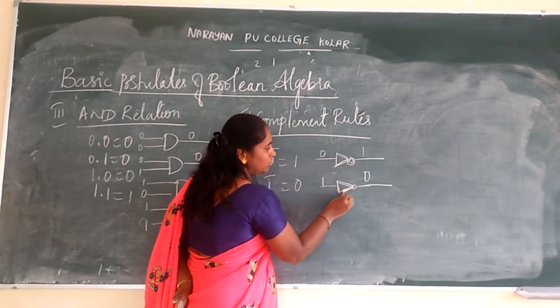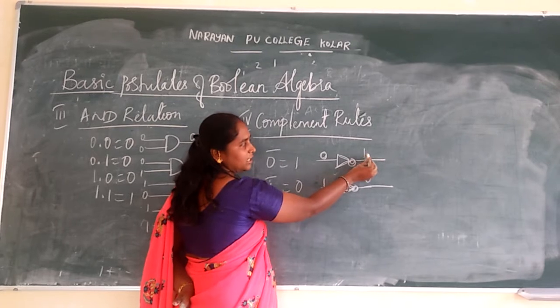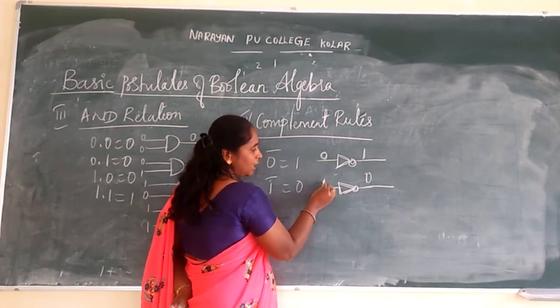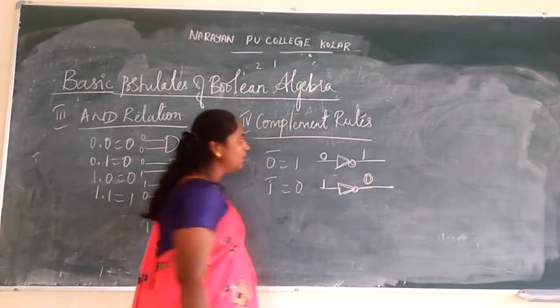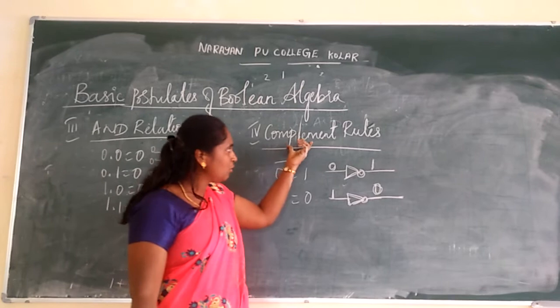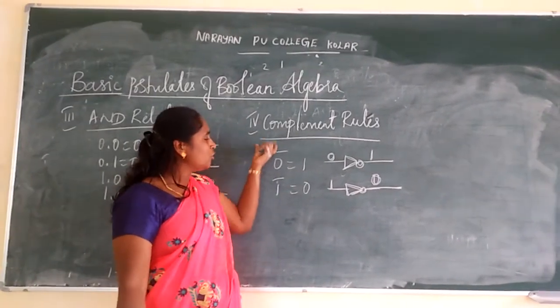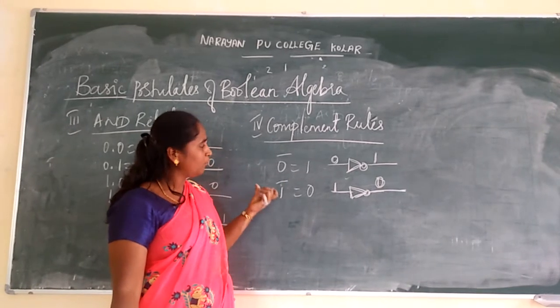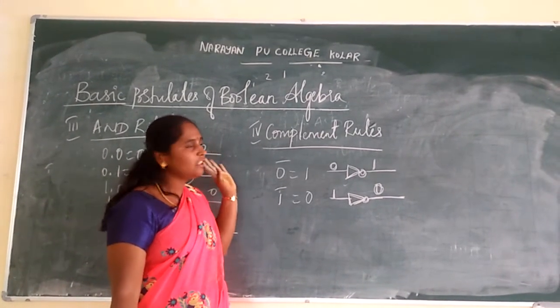This is the NOT gate. If you give the input signal as 0, the output signal will be high. If you give the input signal as 1, the output signal will be 0. This is nothing but your complementation or inverter rule or complement rule. You are going to use your NOT gate or inverter gate to perform the operation of the Boolean expression. So these are the 4 rules.